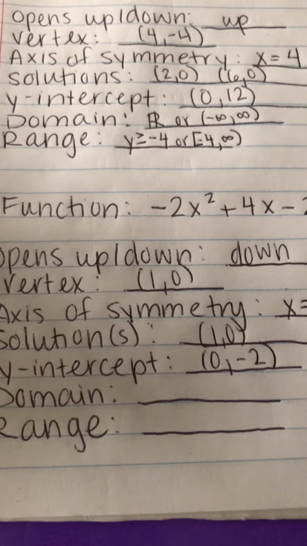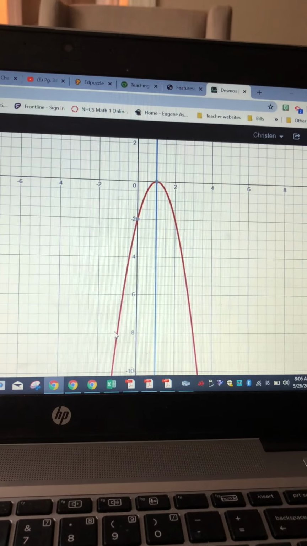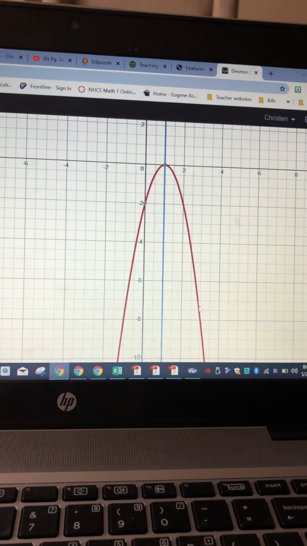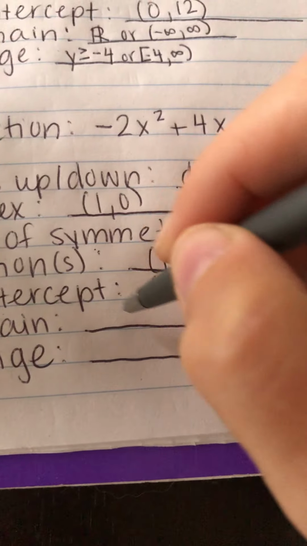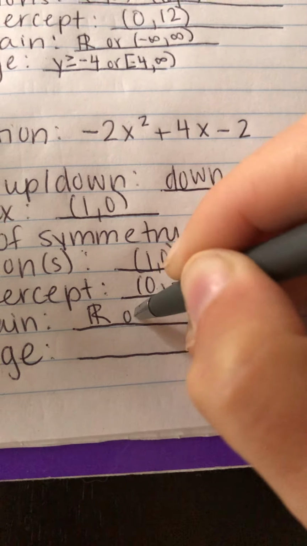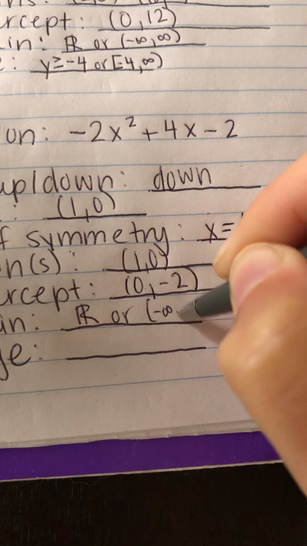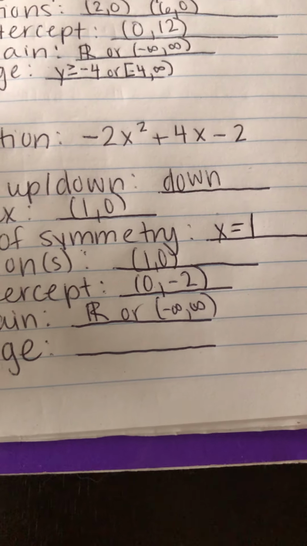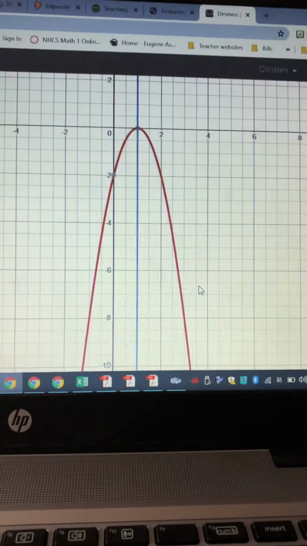Okay, and then our domain and range. So our domain, we're still stretching out in both directions, left and right, forever. So all real numbers. Or -infinity to +infinity.